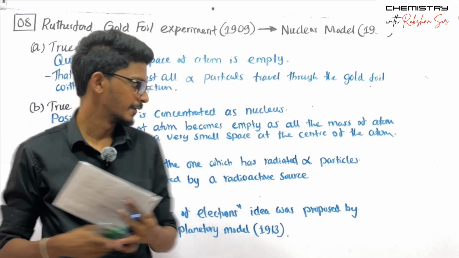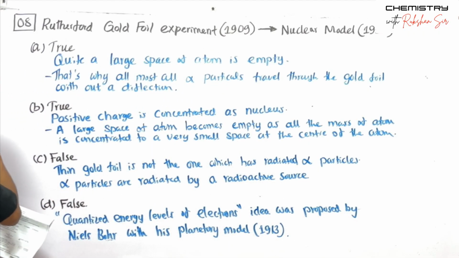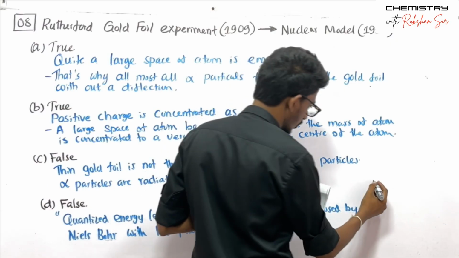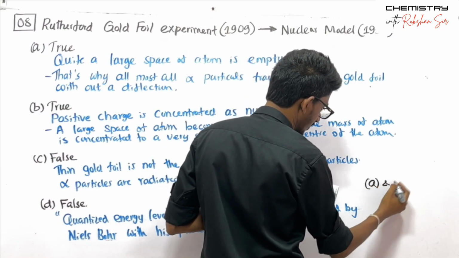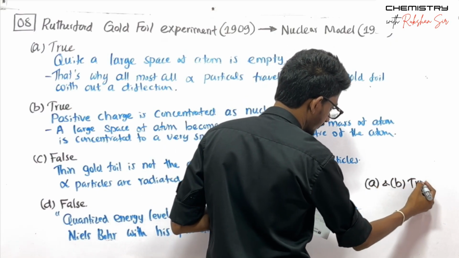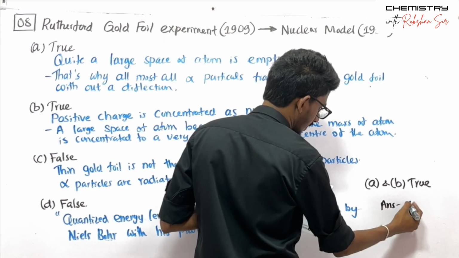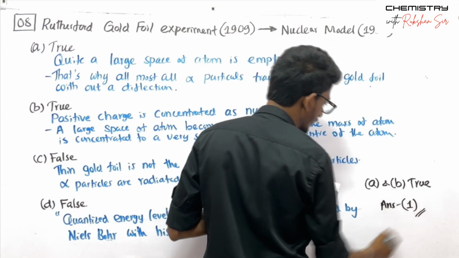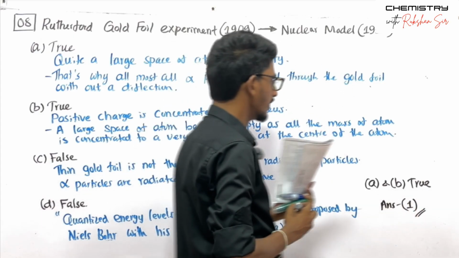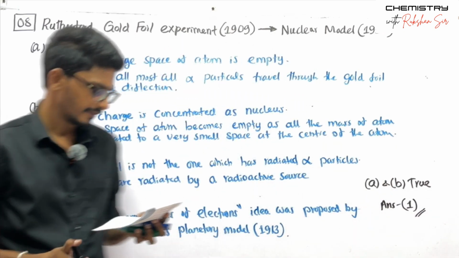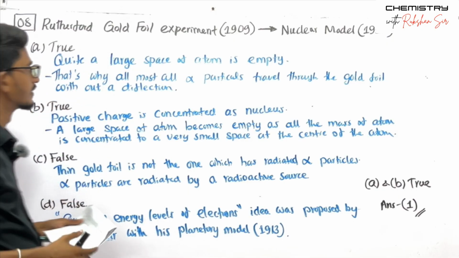Okay, so statements A and B are true. So A and B true. That means the answer is going to be answer number 1. So this is an ABCD question. So A and B true means answer number 1, right? Okay, this completes the step.